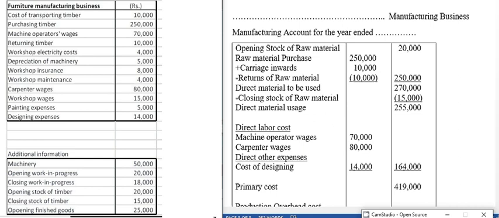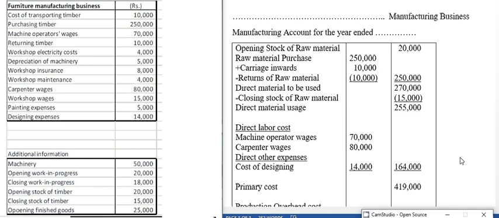Hi all. From the last video we discussed the basic things of manufacturing statements. So today we are going to do an activity related to manufacturing accounts. Look at the question: the information given is related to a furniture manufacturing business. We'll see how to prepare the manufacturing account using that information.